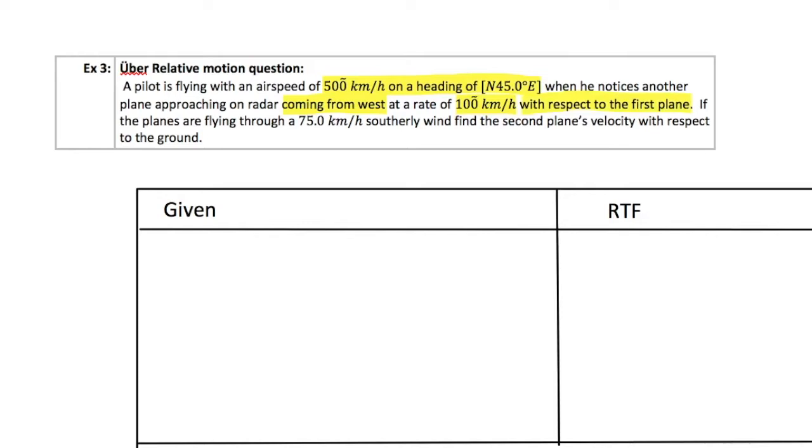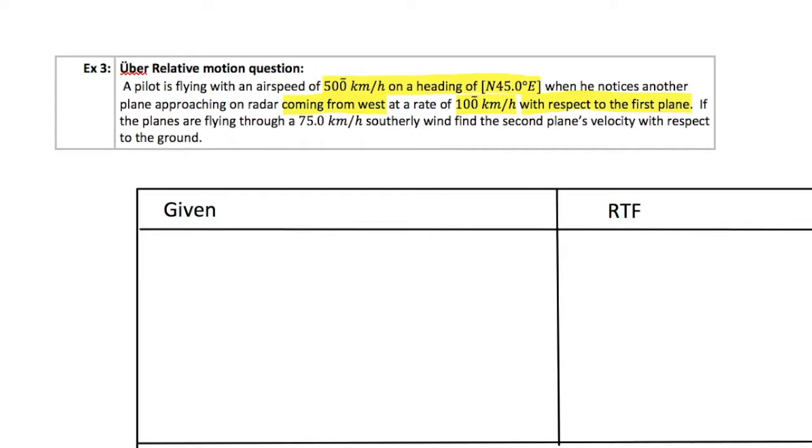So when you see this, we need a way of distinguishing between the first plane and the second plane. What I suggest is not using the numbers 1 and 2, but using a letter convention. My preference is I use A and B. So I'm going to refer to the first plane as A and the second plane as B.